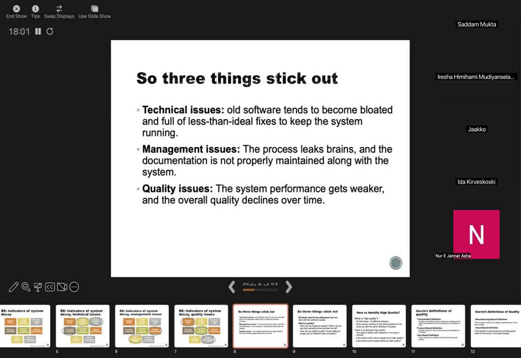The last one is the quality issues. The system performance gets weaker and overall the quality declines over time. Software quality has a different perspective. Quality is what distinguishes an excellent product from a poor product. So quality determines that thing. So quality could be considered or overviewed from different perspectives.